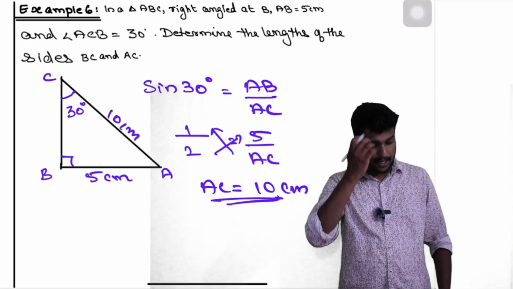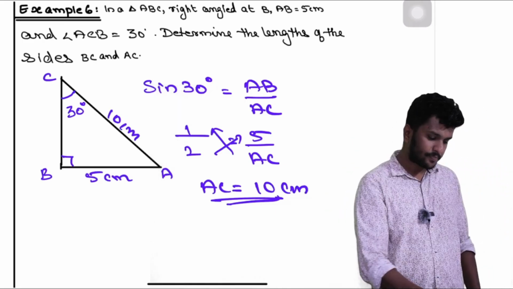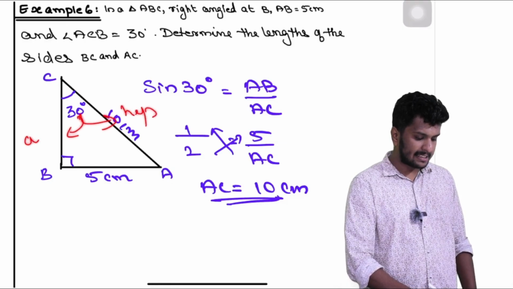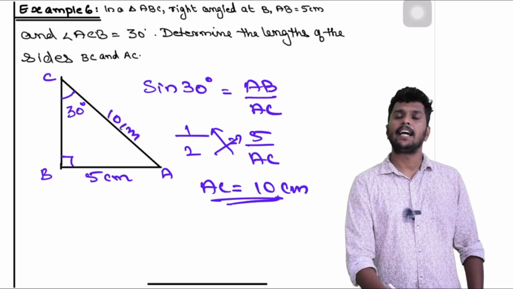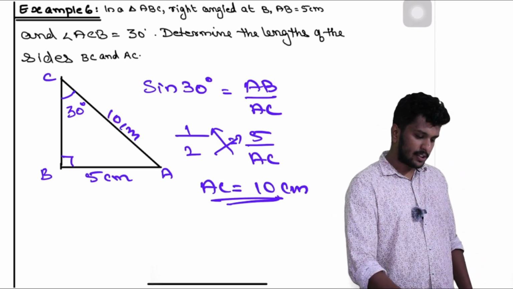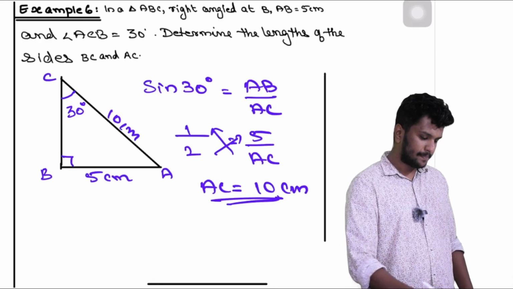Now how to find BC, everyone? Look here. We have the hypotenuse. We want the adjacent of 30 degree. We have the hypotenuse and we want the adjacent side, so we can take cos. So how would that be here?